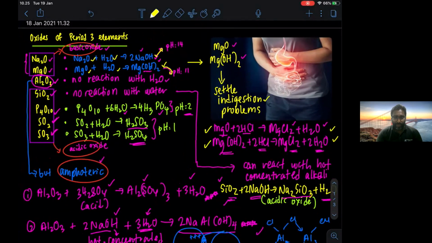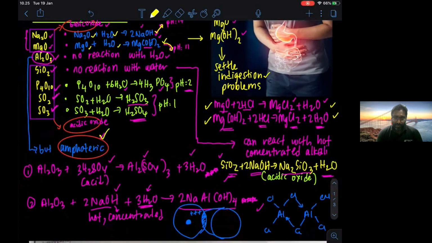When it comes to Al2O3, there is no reaction with water. But Al2O3 is amphoteric. So it does react with acid, and it does react with base. It gives you aluminium sulfate and water. With base, it gives you NaAl(OH)4. So there is a reaction.